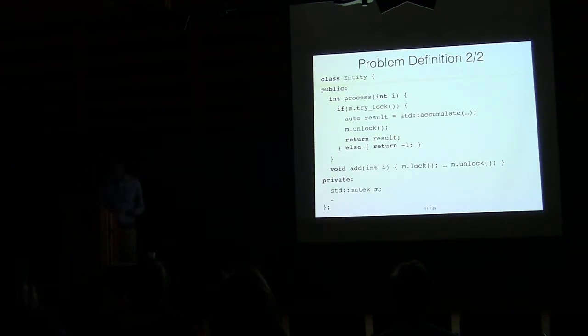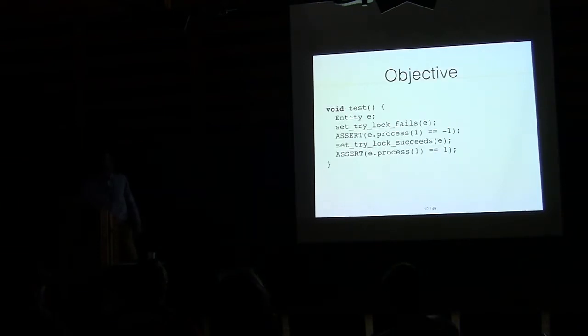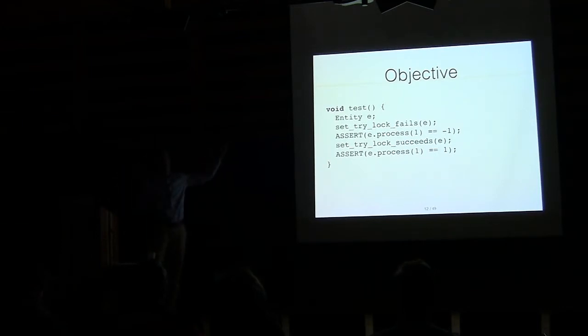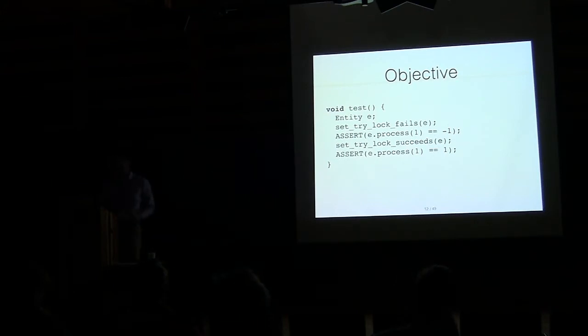So this is our perfectly natural design. This is what we want to test, right? Because of adding a mutex and adding this extra behavior, which depends on the try lock, we want to test it, because that is very important to verify and to document our units, right? So this is what we would like to achieve, something like this. When the try lock fails, we expect a value, and when it does not fail, we expect another value. Okay?